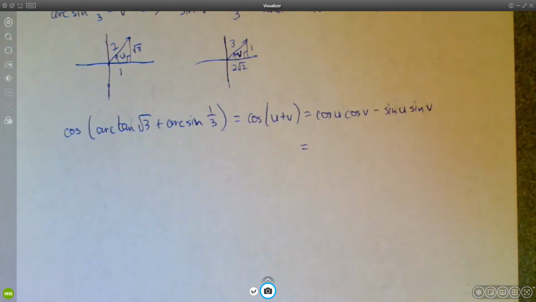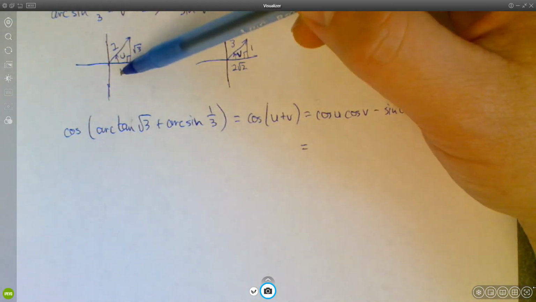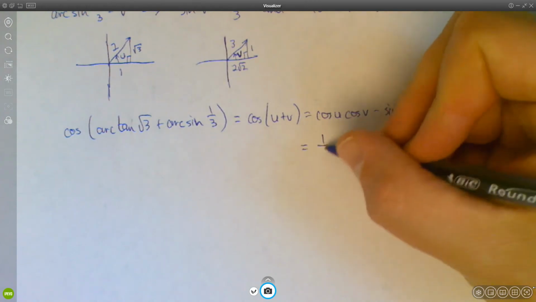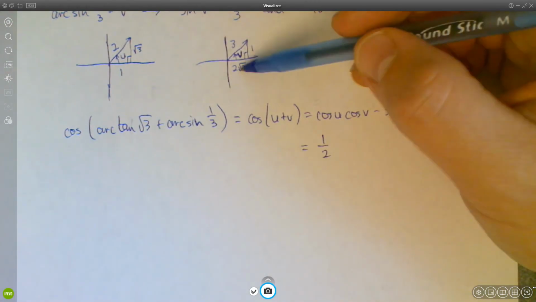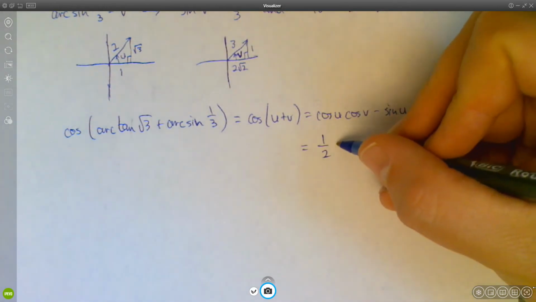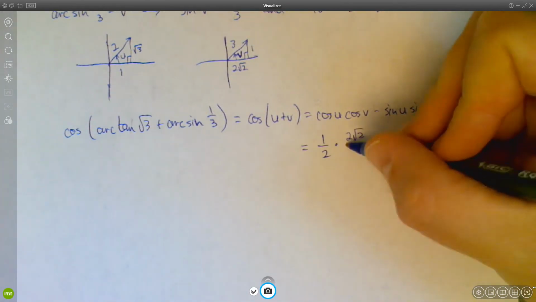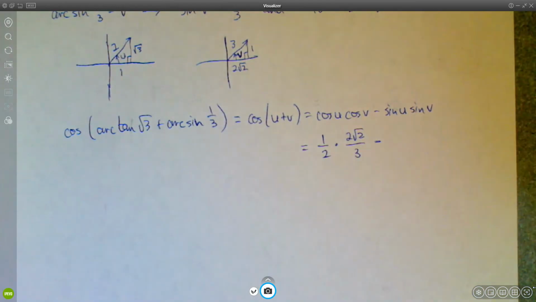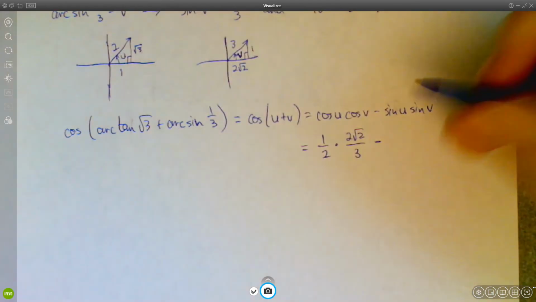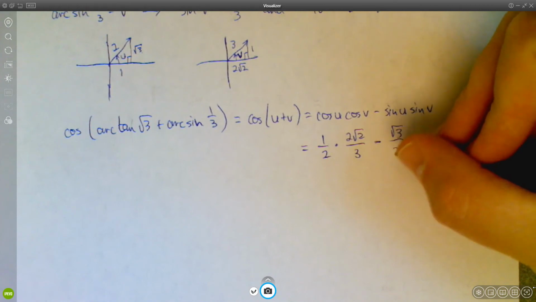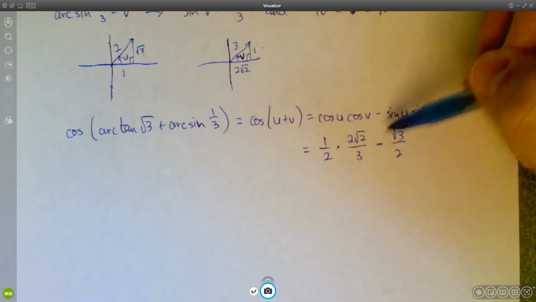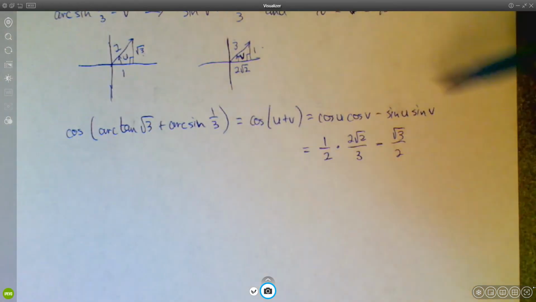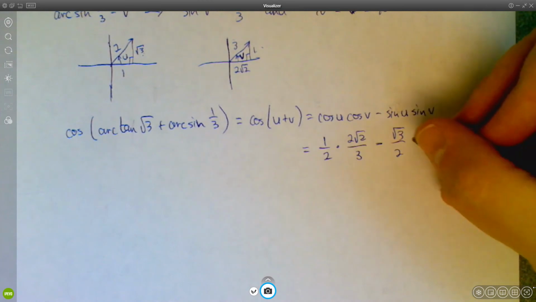Cosine u is adjacent over hypotenuse. Cosine v is adjacent over hypotenuse. Sine u is opposite over adjacent, and sine v is opposite over, sorry, not opposite over adjacent, opposite over hypotenuse. I said the wrong thing, wrote the correct thing. Sine v is opposite over hypotenuse.